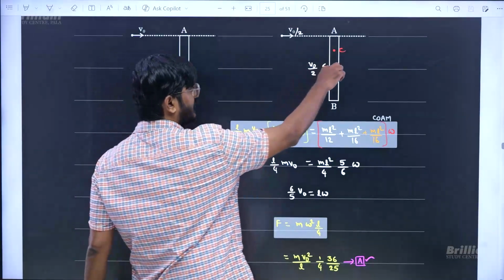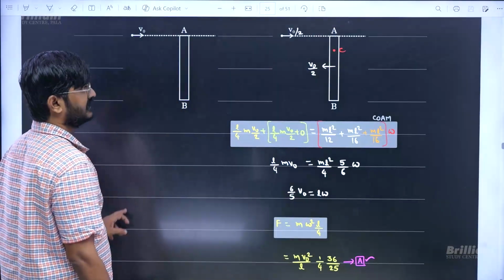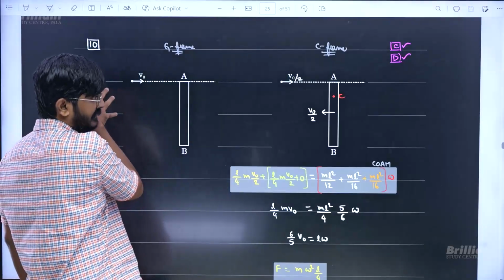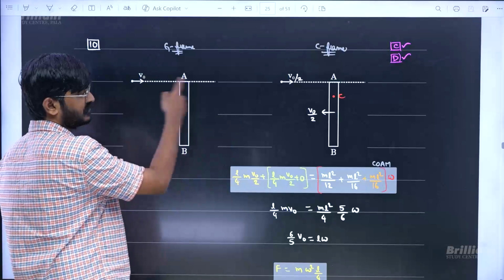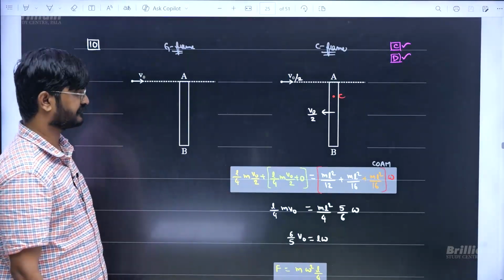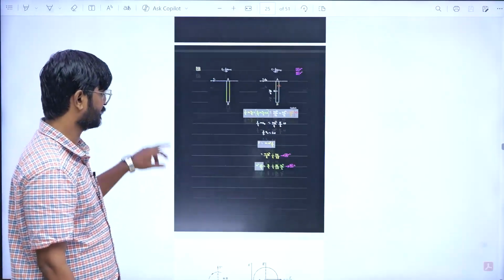Now center of the rod is going to perform circular motion in center of mass frame, but in ground frame basically it is going to perform circle. Apart from performing circular motion, it will be moving in this direction with a velocity v0 by 2. So it is going to perform circular motion and move in this direction with a velocity v0 by 2. It depends on the definition of cycloid.